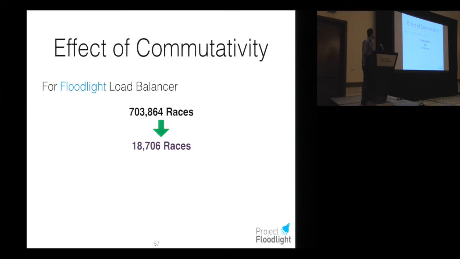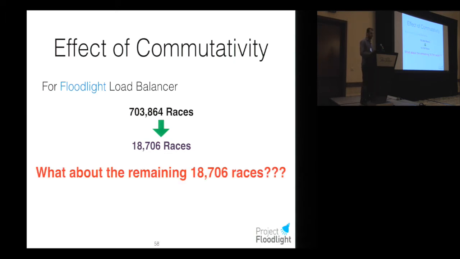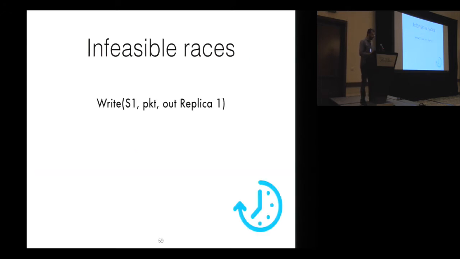So let's see how that does in an actual trace. So when we apply this on the Floodlight trace, we go down from 700,000 to 18,000, which is a huge reduction for just using one simple idea. But we still have 18,000. Okay, we can do better than that.